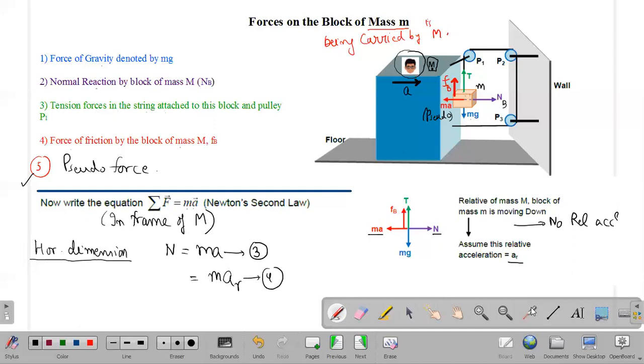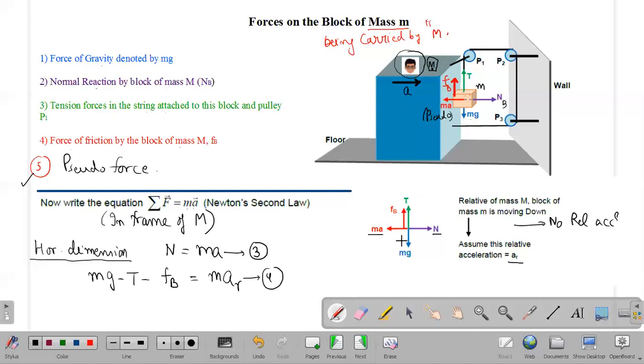Now we have to find forces parallel to this acceleration. Parallel to this vertical acceleration, you have three forces, in which mg is in the direction of acceleration, so it should be taken as a positive force. The friction by the block and the tension force are opposite to the relative acceleration, so they will be considered as negative forces. So mg minus tension minus the friction between the blocks equals m AR. That is the fourth equation. We are done with the equations now.